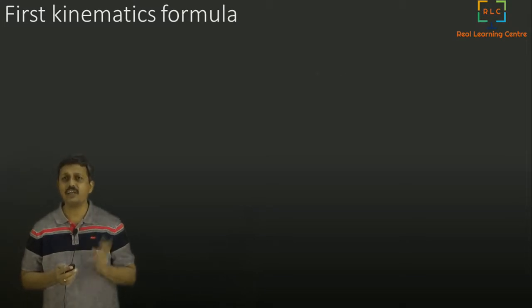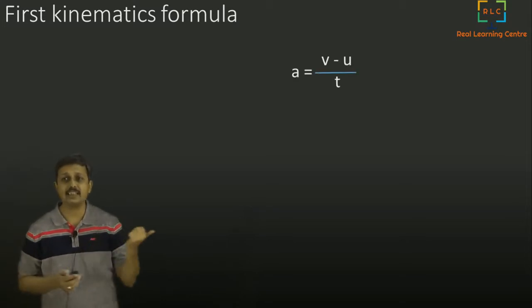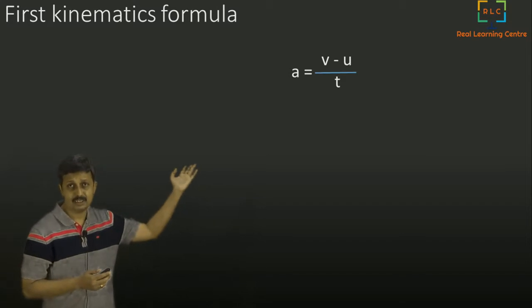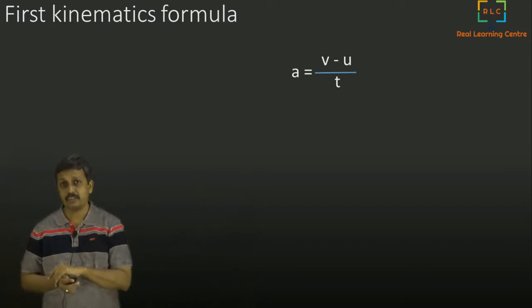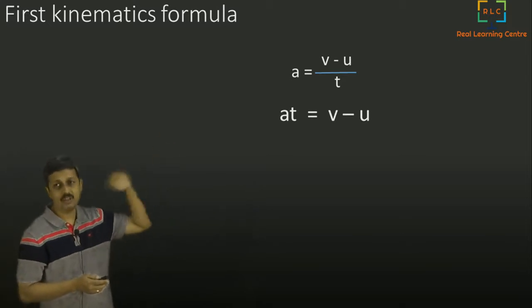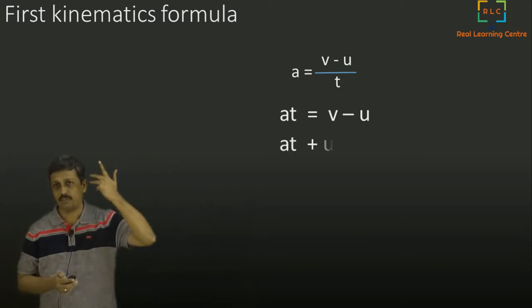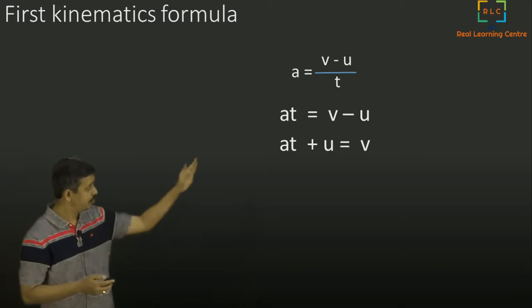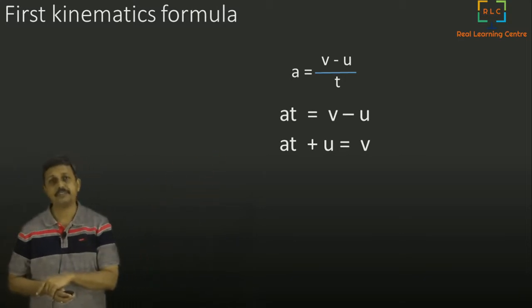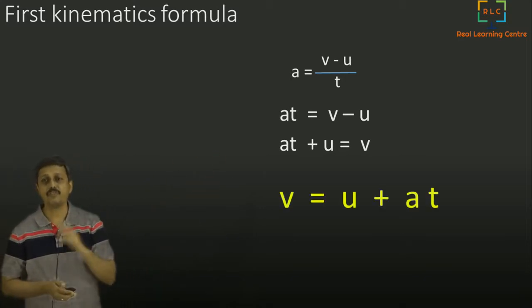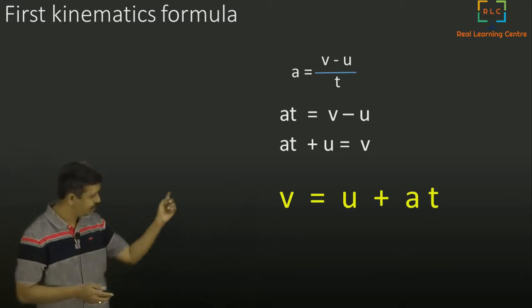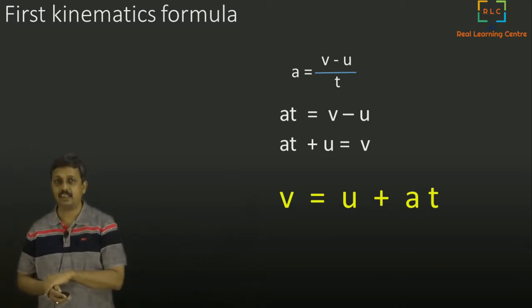So how do we get that? We already know, we discovered, that a is equal to v minus u by t. So it can be written as at is equal to v minus u, or you could say at plus u is equal to v. If you invert it and write it, you get v is equal to u plus at.